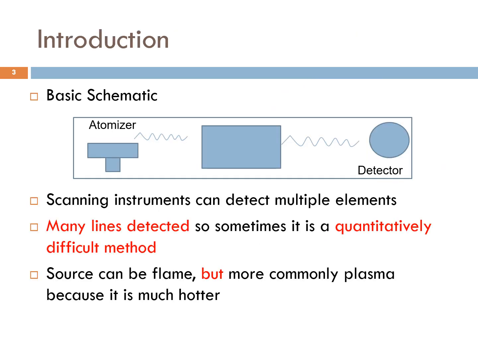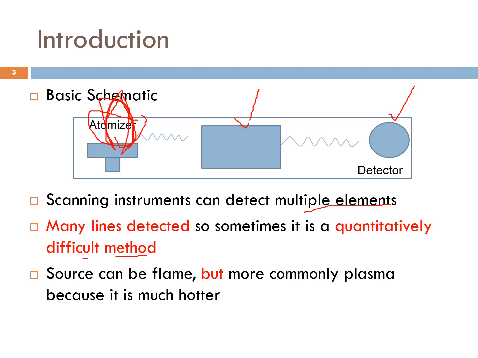So dalam FAES, flame ni akan act as the atomizer and at the same time as the excitation source. The emitted radiation will go to the monochromator and will be detected by the detector. A scanning instrument can detect multiple elements, many lines detected, so sometimes it is a quantitatively difficult method. Mungkin daripada flame ni dia akan emit juga the radiation from the combustion product.